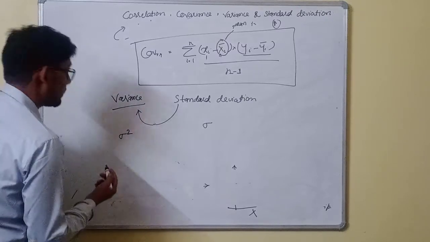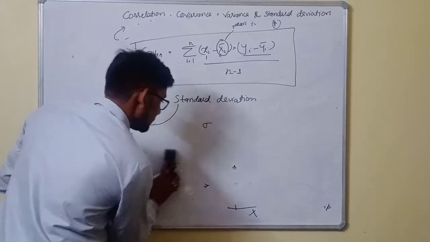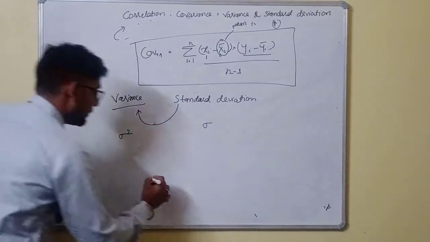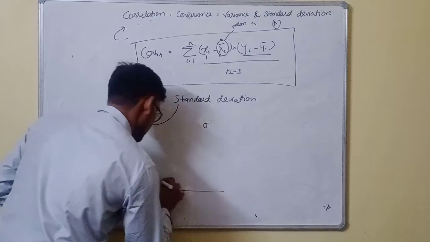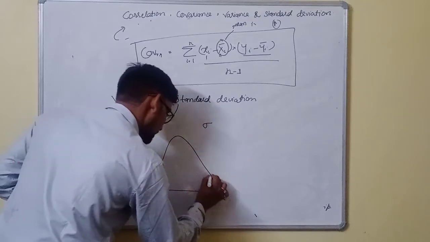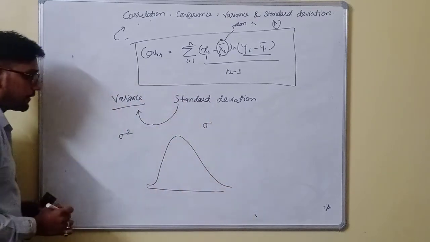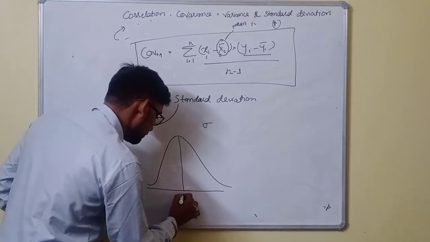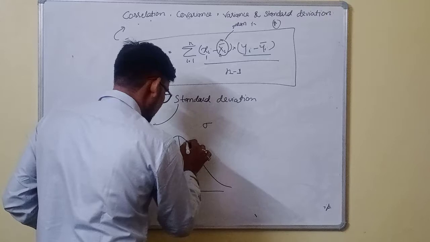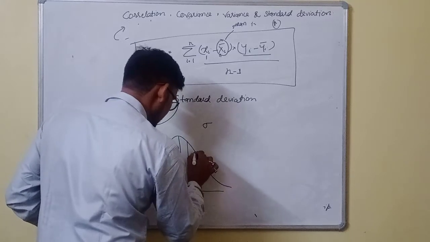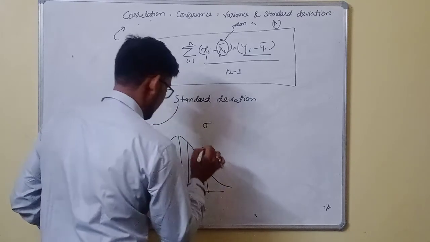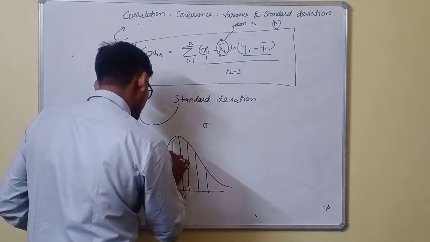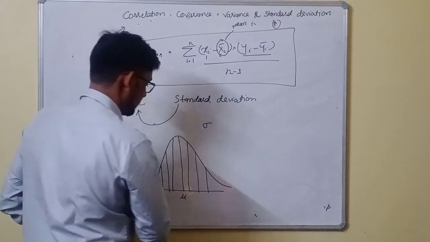So let's take an example using a graph. Suppose we have a data set that looks like this. This is the mean value and these are standard deviations 1, 2, 3, right? This is standard deviation 1, 2, 3, right?